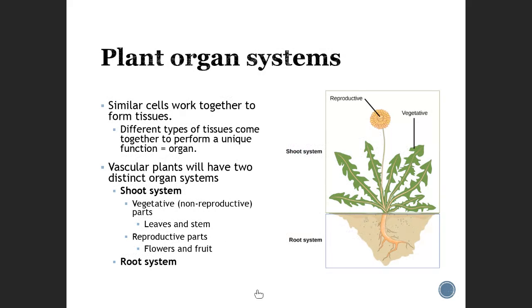So what are the different organ systems? You don't think of organs with plants, but we kind of had to develop them and classify them as organisms. Similar cells that work together form tissues. And then you have different types of tissues that come together to perform a specific function as an organ. In vascular plants, we're going to break them up into two distinct organ systems, the roots and the shoots. Now, the shoot system is the vegetative part, which is the non-reproductive parts. Think of these as the leaves and the stems, like on this little dandelion right here. And then it's also going to include the reproductive parts, which are the flowers and the fruit. And then the other organ system is the root system. So let's talk about them a little bit more.